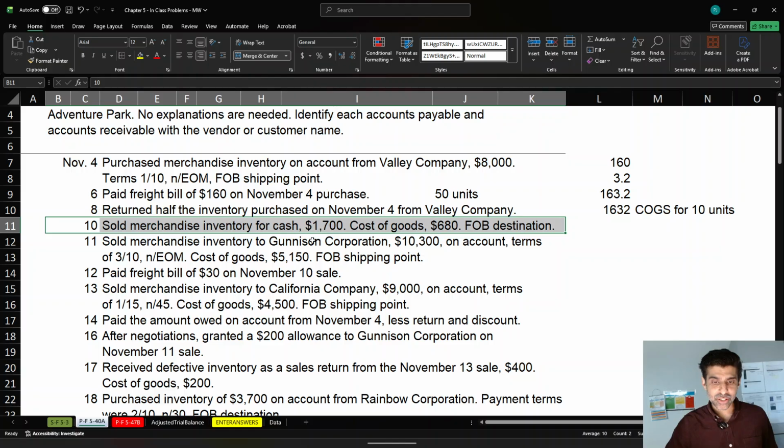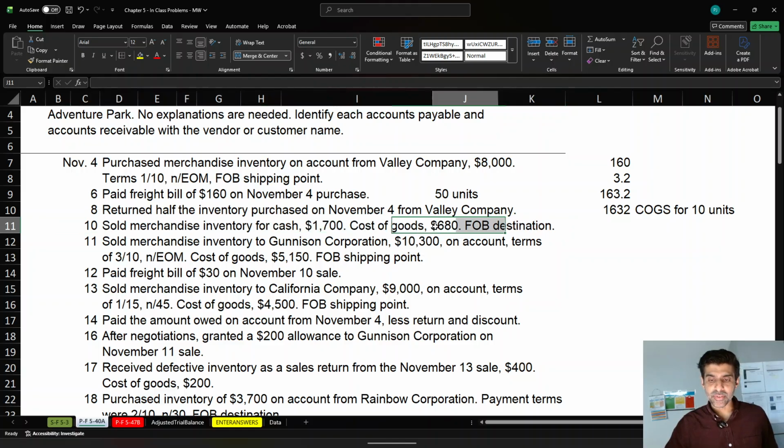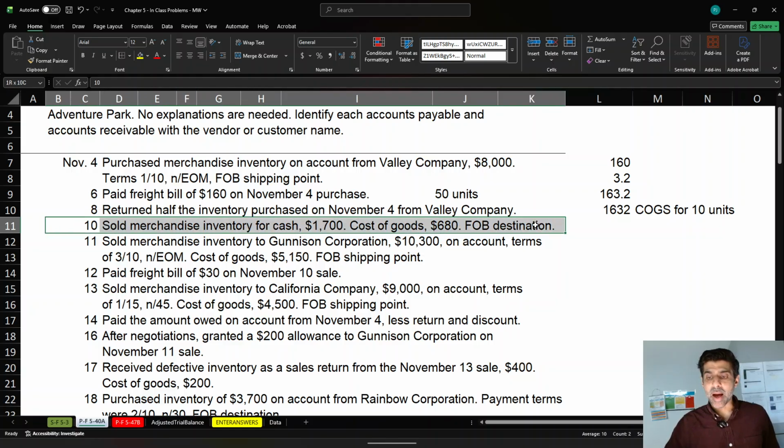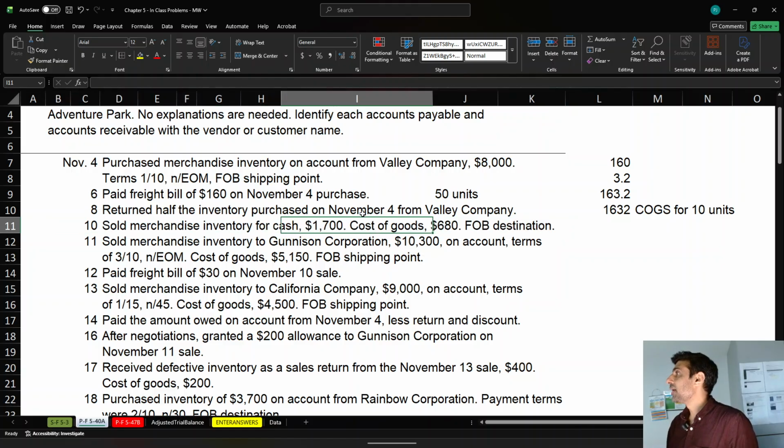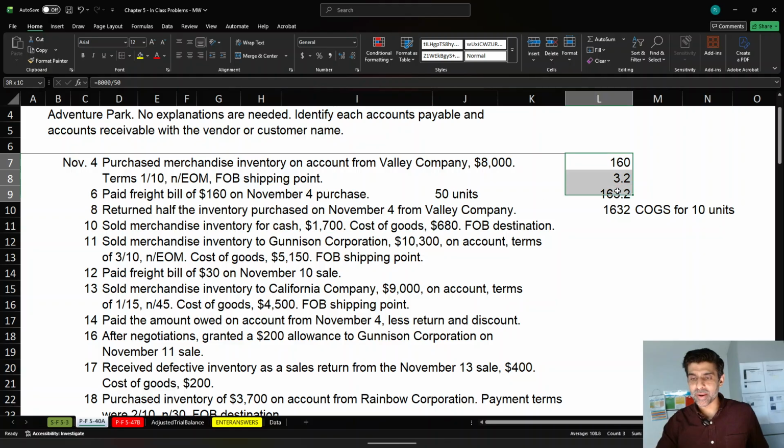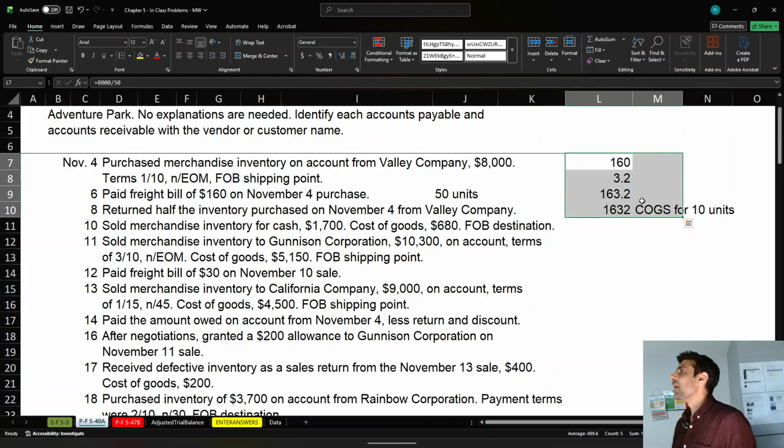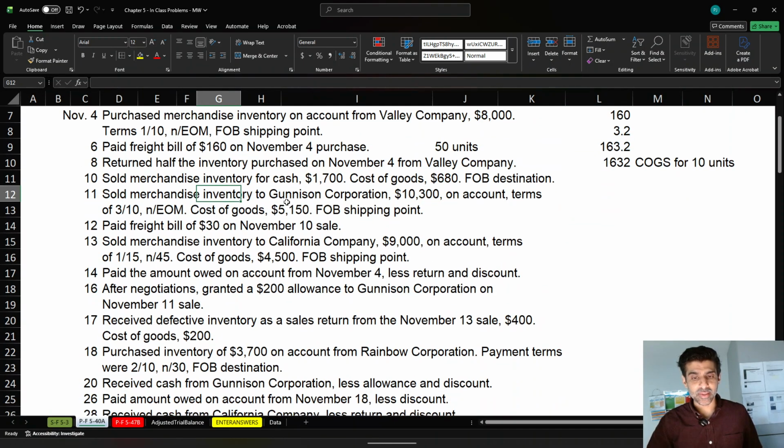Sold merchandise inventory for cash, 1,700. Cost of goods sold, 680. Now look, I'm giving you a little preview of next chapter. They're just telling us this cost of goods sold, okay? All of chapter 6 is how did this cost of goods sold come about? We're going to have to know the number of units, the unit cost, but that's all going to be in the next chapter, okay? So for now, we're just told what the cost of goods sold is, so it's a little easier. Next chapter, we're going to double click into cost of goods sold and understand that better. But for now, it's a little simpler because they're just telling us.